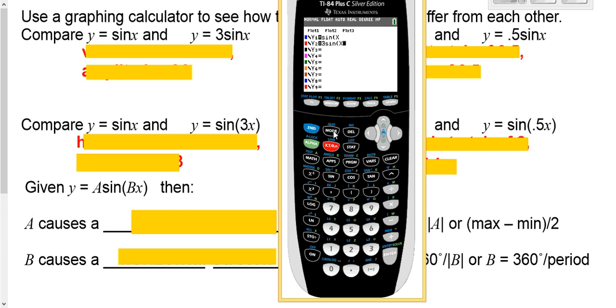Now, make sure you're in the degree mode. So hit your mode button. Make sure you're in the degree mode. Then before we hit graph, I want to hit zoom, which is the top center button. And then I want to go down to zoom trig, which is number 7. So here's my basic sine graph. It's coming in just as we would expect it.